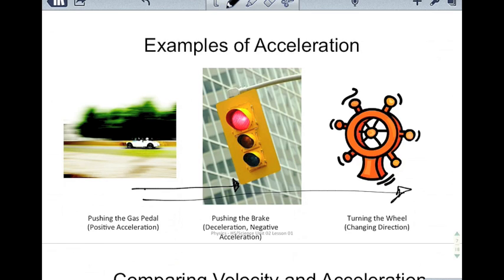You can also do the same thing when you push the brake. When you push the brake, your velocity actually decreases.